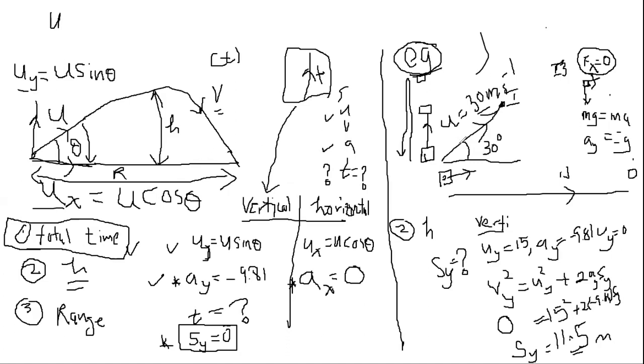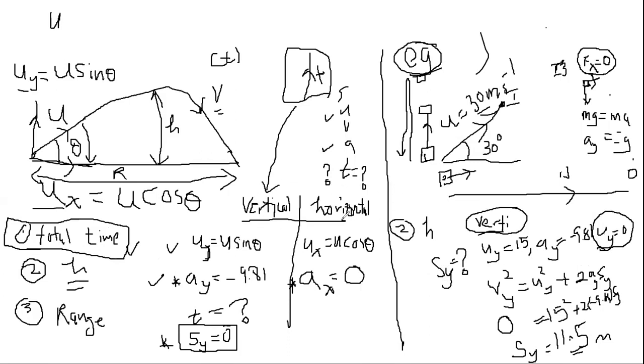So anything launched with 30 meters per second at 30 degrees, the maximum height it can achieve is 11.5 meters. How did we find it? By relying on the vertical component: uy is 15, ay is negative 9.81. But for maximum height, the hidden information is vy is 0. So we find sy, 11.5 meters. So for total time and maximum height, we use the vertical component.